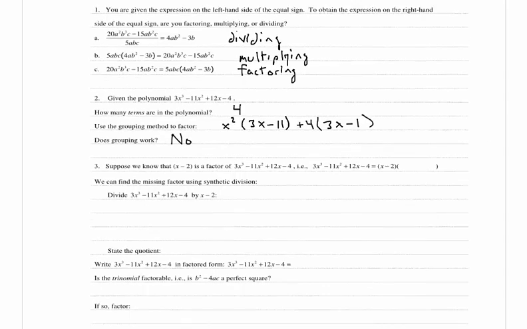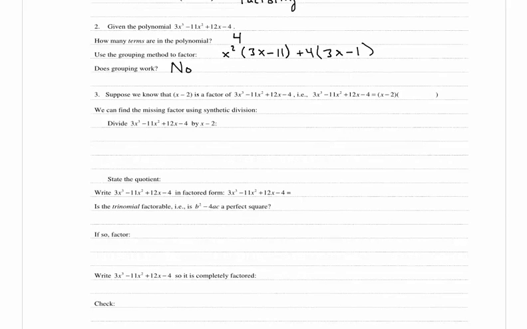In 3, it says, suppose we know that x minus 2 is a factor of 3x cubed minus 11x squared plus 12x minus 4, i.e. 3x cubed minus 11x squared plus 12x minus 4 is equal to x minus 2 times a polynomial. And it says we can find the missing factor using synthetic division. So we want to divide 3x cubed minus 11x squared plus 12x minus 4 by x minus 2.